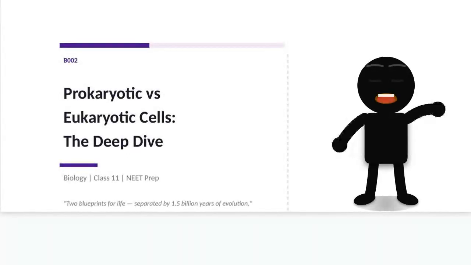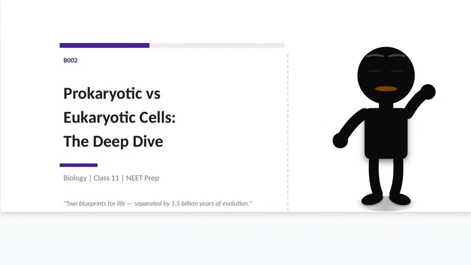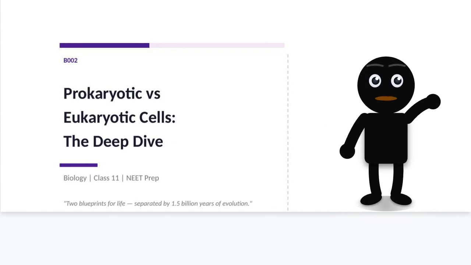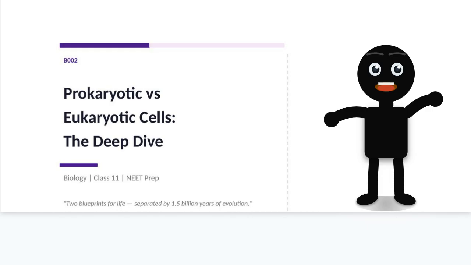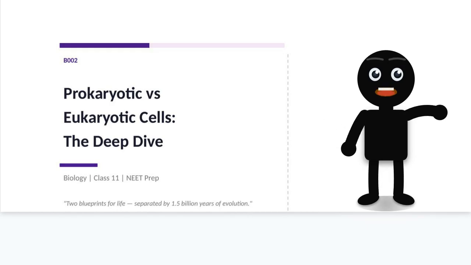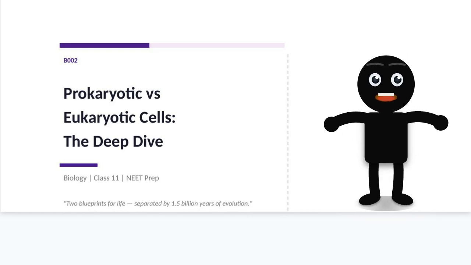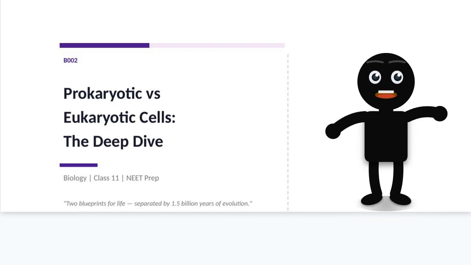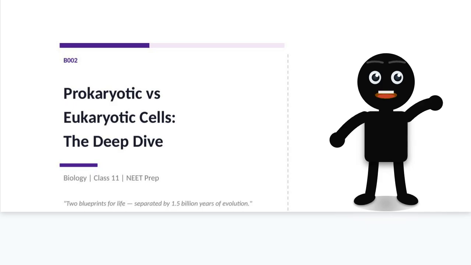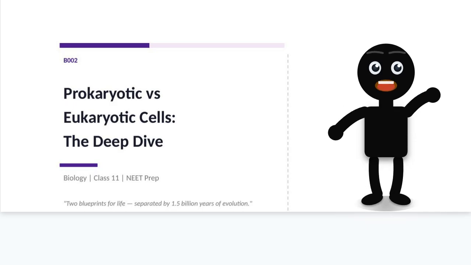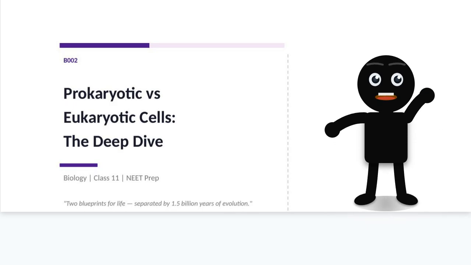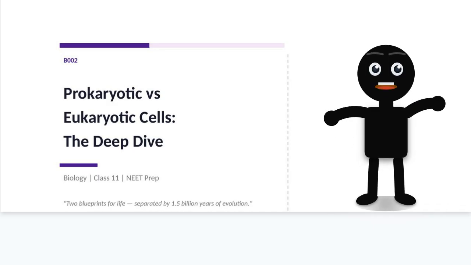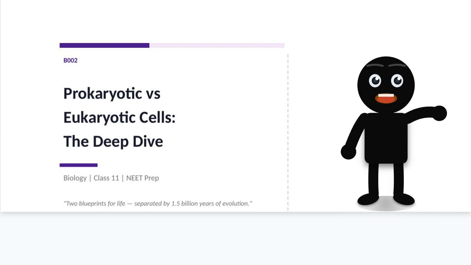Welcome to B002. In our last lesson on cell theory, we learned that all life is made of cells, and we saw the big picture difference between prokaryotic and eukaryotic cells. Now we are going to go much deeper. We will look at the internal architecture of each cell type in detail, every major structure, what it does, and why it matters. This topic is one of the highest yield areas in NEET biology. Multiple comparison questions appear every single year. Let us build a thorough understanding.